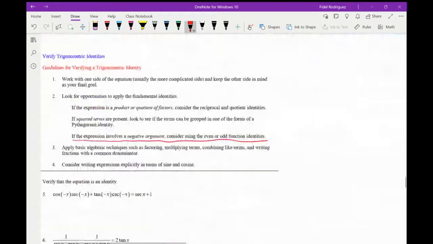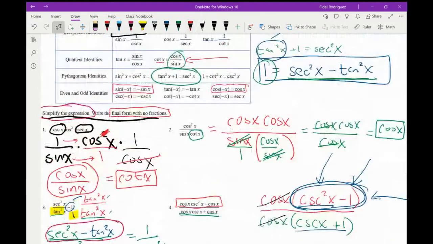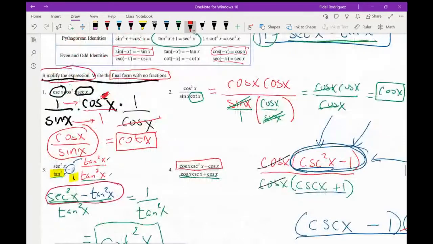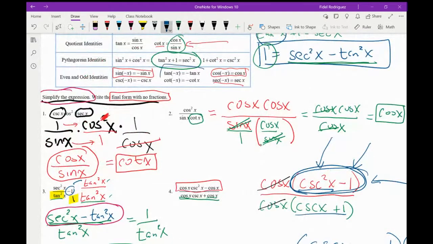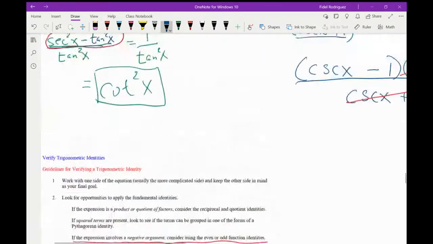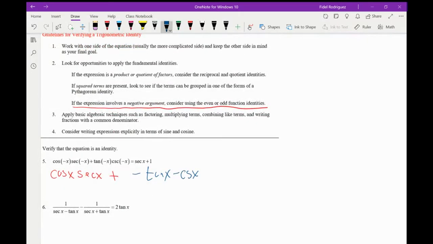So let me see what we got in our problem. Okay, so we have cosine of negative x. I know that's the same thing as cosine of x. What about secant? Secant of negative x is the same thing as secant of x. So I'm just going to rewrite this part as secant of x. Plus, now let's take a look, tangent of negative x. So tangent of negative x is a negative tangent, okay? So I'll just write it like this, a negative tangent of x. A negative cosecant of x should be a negative cosecant x, okay? Negative cosecant x. Okay, now guys, I am multiplying them, so I'm going to make sure that I understand that I'm multiplying them there. Is equal to secant of x plus 1.